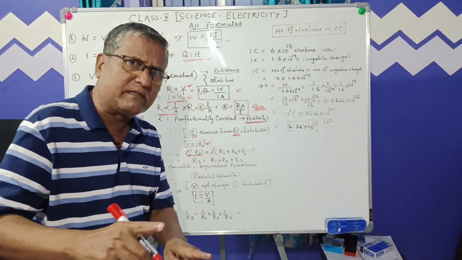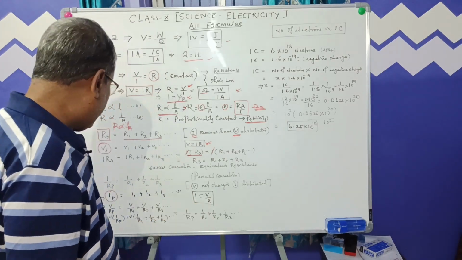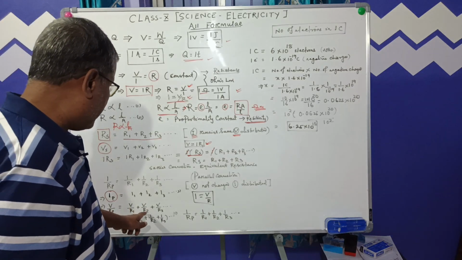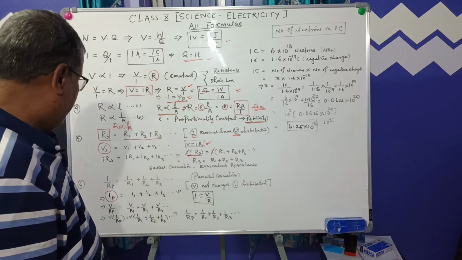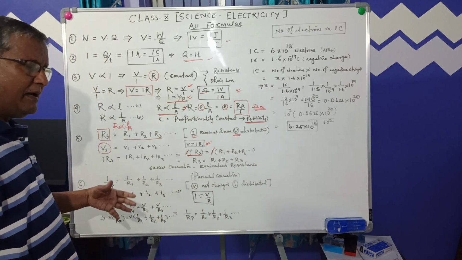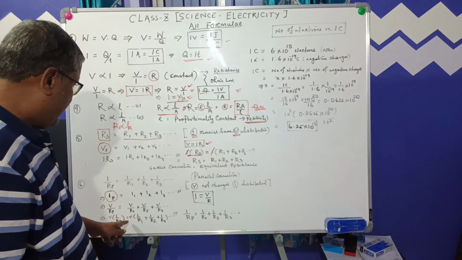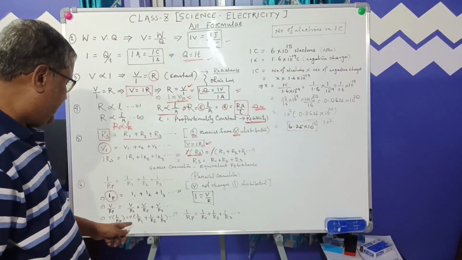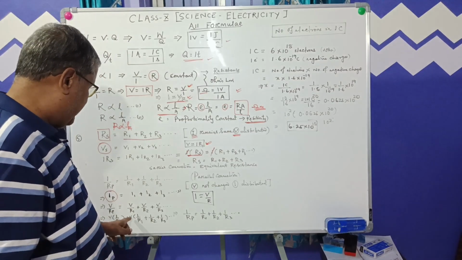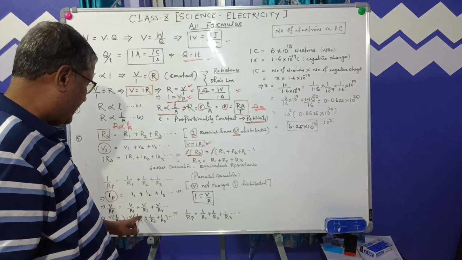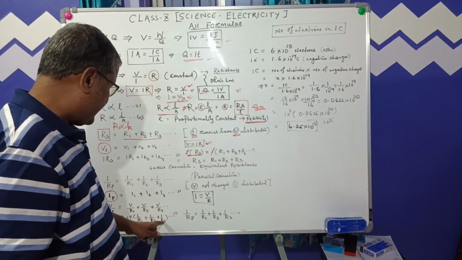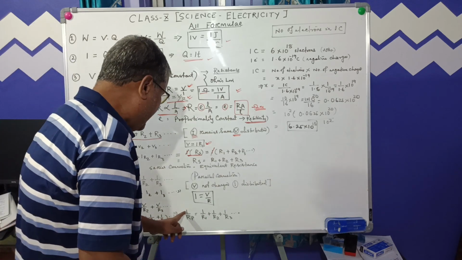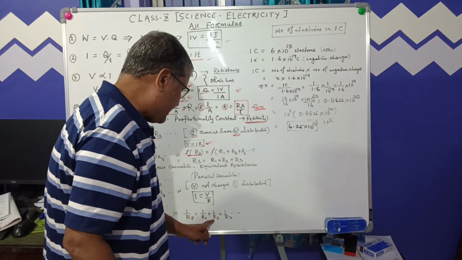So Ohm's law is the base. I is equal to V by R. So let's write V by Rp is equal to V by R1 plus V by R2 plus V by R3. Taking V common from the right-hand side, we get 1 by Rp is equal to V times 1 by R1 plus 1 by R2 plus 1 by R3. This is the potential difference V. Now you cancel V on both sides. Finally you get 1 by Rp is equal to 1 by R1 plus 1 by R2 plus 1 by R3.